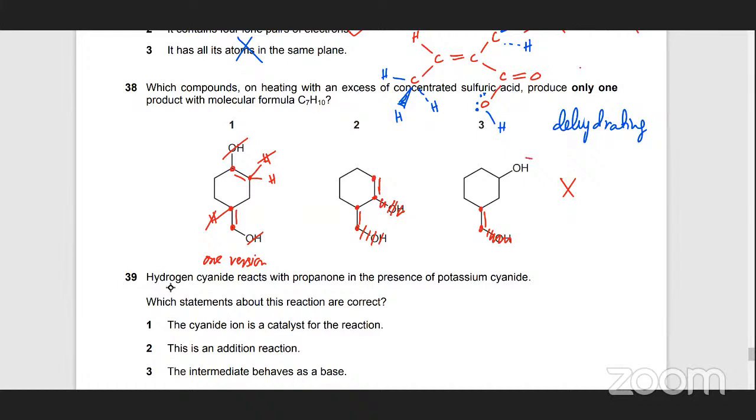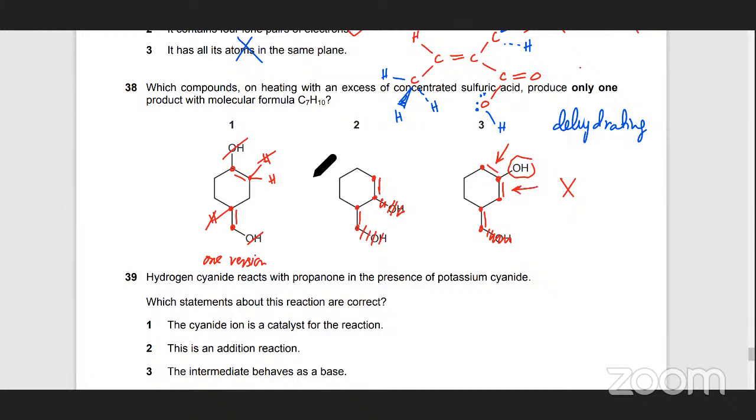But when you look at this OH, then it has two options. The H could be lost from the carbon above, so the double bond could be over here, or it could be lost from the carbon at the bottom, so the double bond could be over here. So there are basically two possibilities of where the double bond is going to show up. Is this clear?